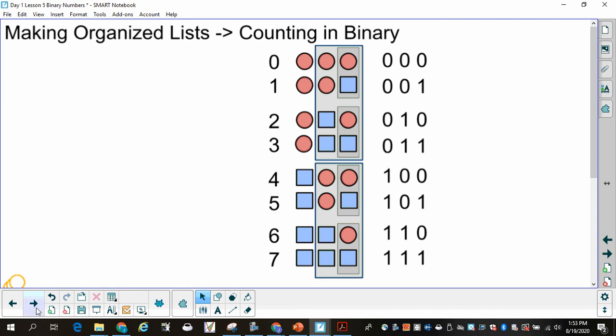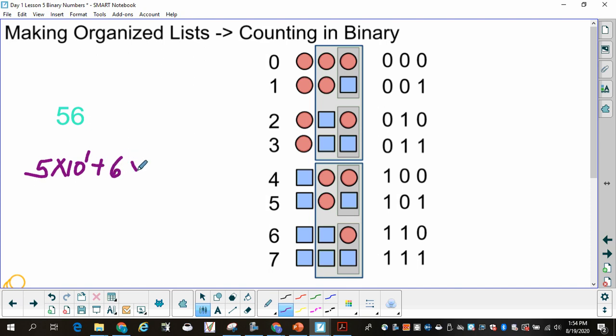They've got a place value. How do you know that? Well, remember, if we do 56, we know that that is the same thing as 5 times 10 to the first power plus 6 times 10 to the 0 power, because anything to the 0 power is 1. So remember, place value. This is the hundreds place, or this is the tens place. This is the ones place.